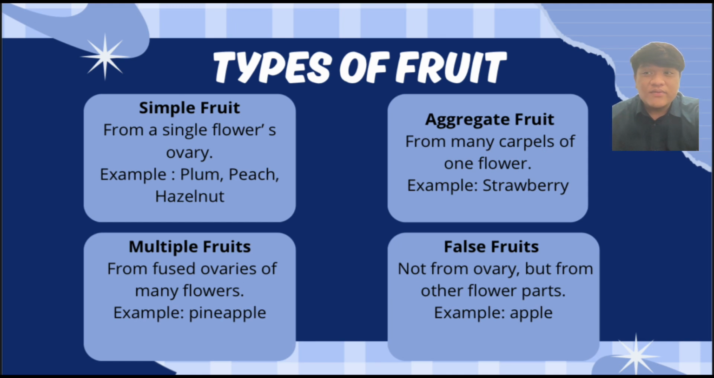Third is multiple fruits. These come from a cluster of flowers whose ovaries fuse into a single large fruit. An example is pineapple. Lastly is false fruit. These do not form from the ovary but from other parts like the receptacle. Apples are a good example, as they develop from the floral tube or receptacle around the ovary. Each fruit type plays a role in seed protection and dispersal, depending on the plant's evolutionary adaptation.